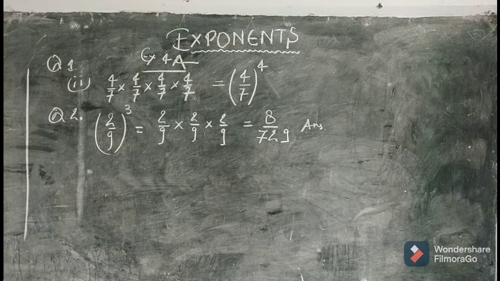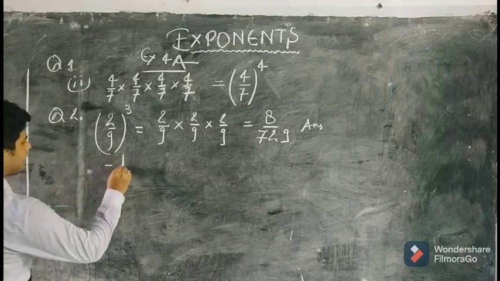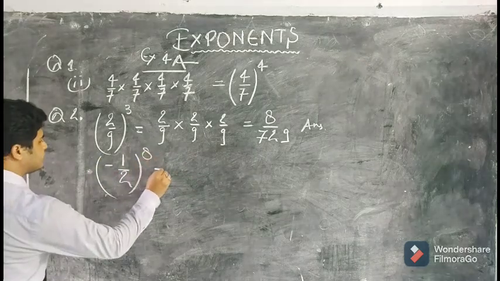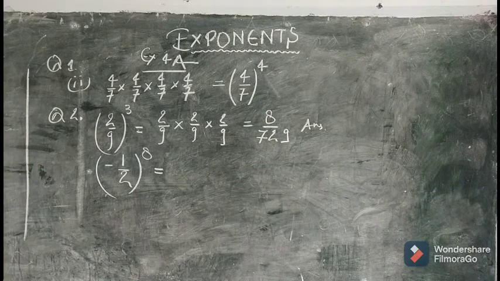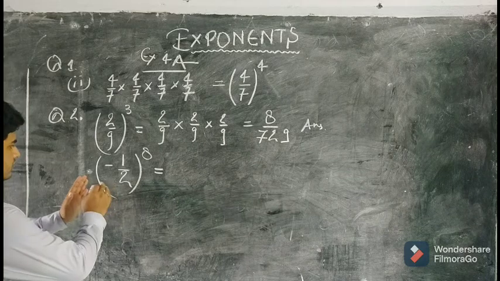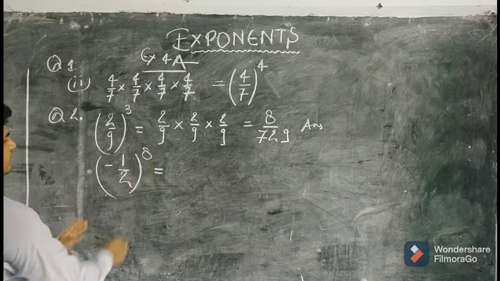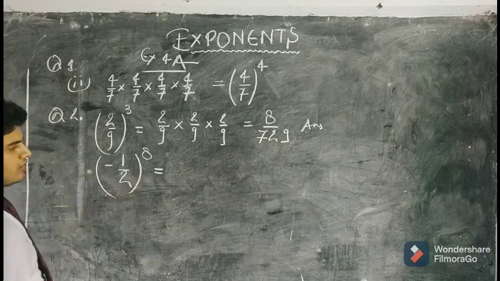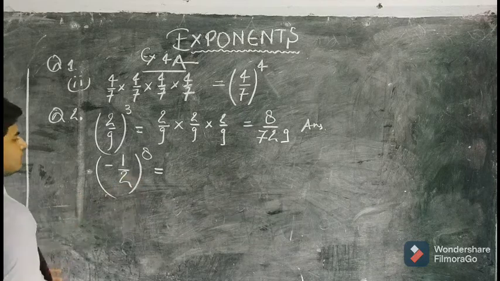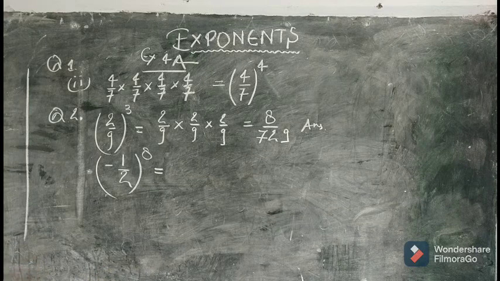Then let us take a negative number. Like the last part, it is saying minus 1 by 2 raised to the power 8. Now as I told you, when there is a negative number and the power is even, the negative becomes positive. And when the negative number's power is an odd number, the answer comes to be negative only.